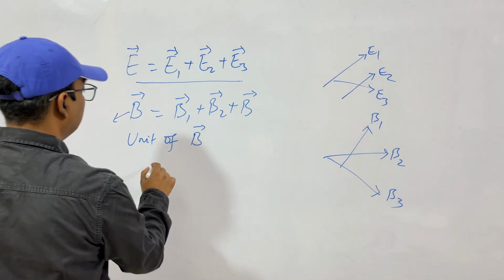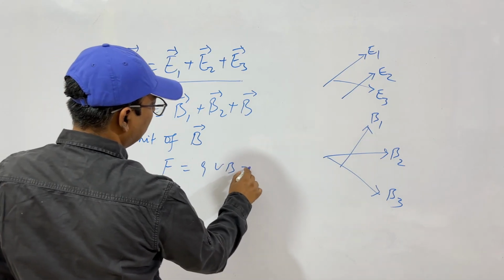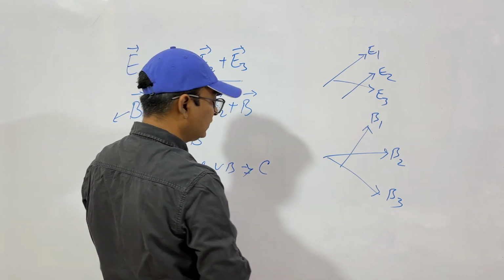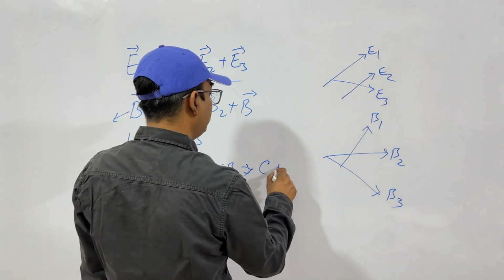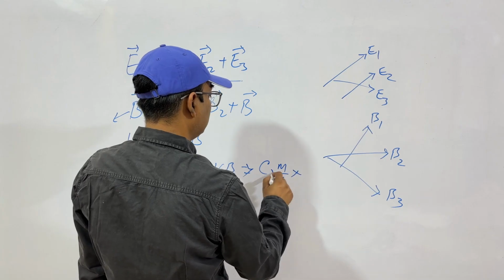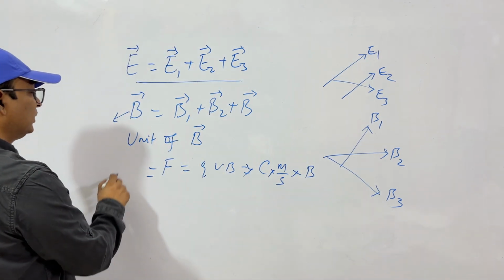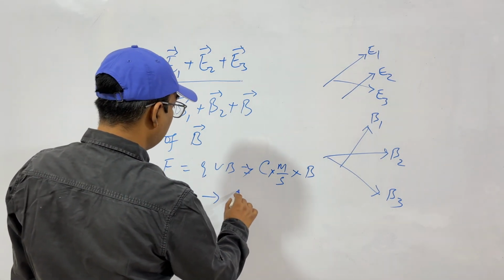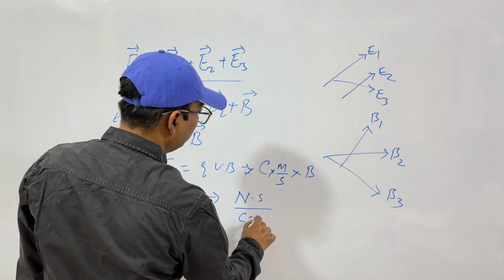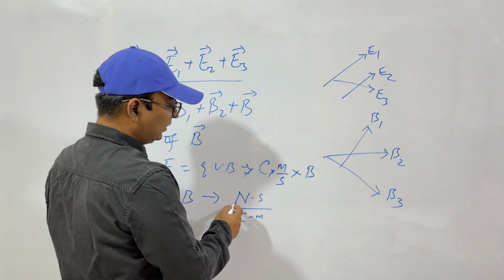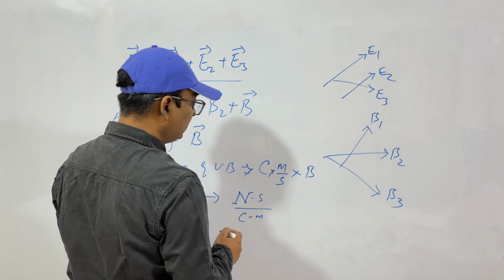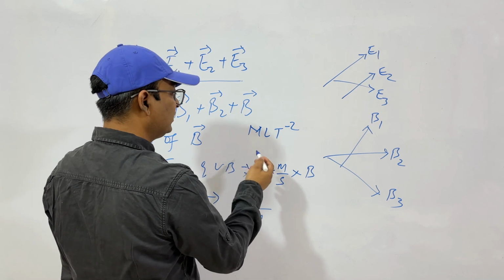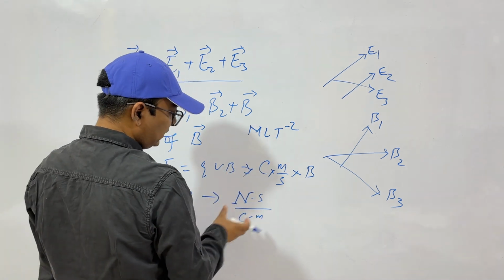Unit of magnetic field. See, F is QVB. That is, Q will be in coulombs. Just try to understand what is the unit. Coulombs, velocity will be meter per second, and this is B, and force is what? Newton. Force is given in Newton. So what do you get for magnetic field? Magnetic field is Newton seconds per coulomb meter. Okay, you can find out the dimensions also in MLT. Newton will be ML T minus 2, charge will have something, V will be something, so you can get that.